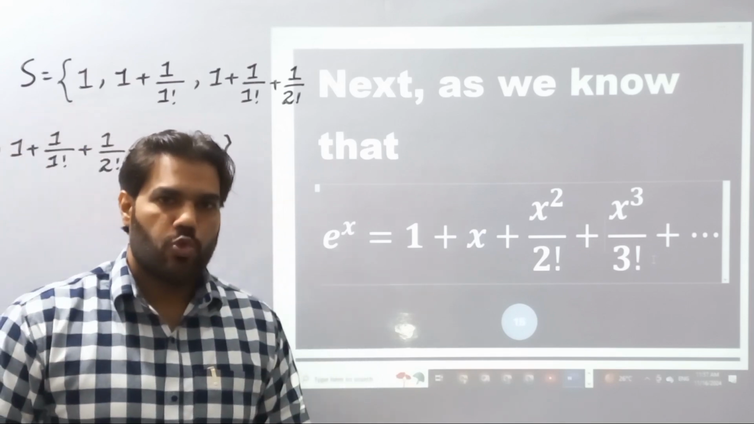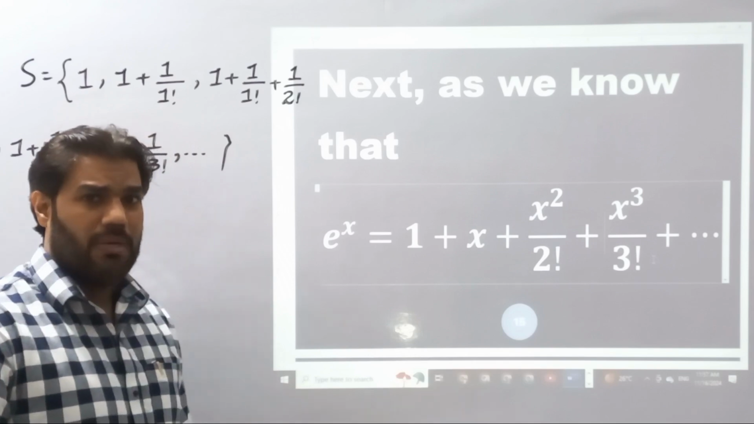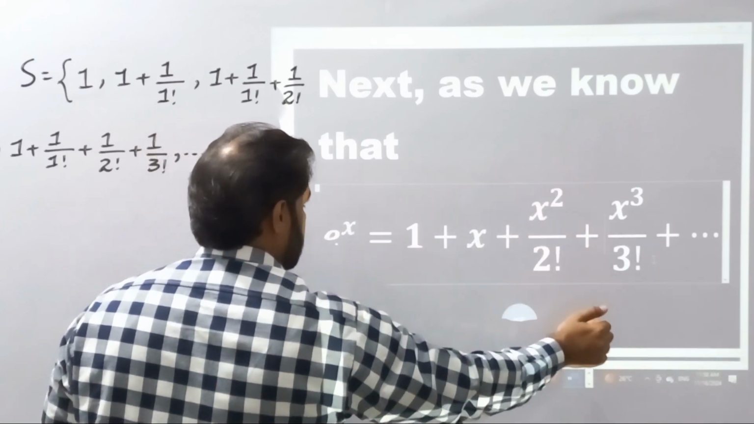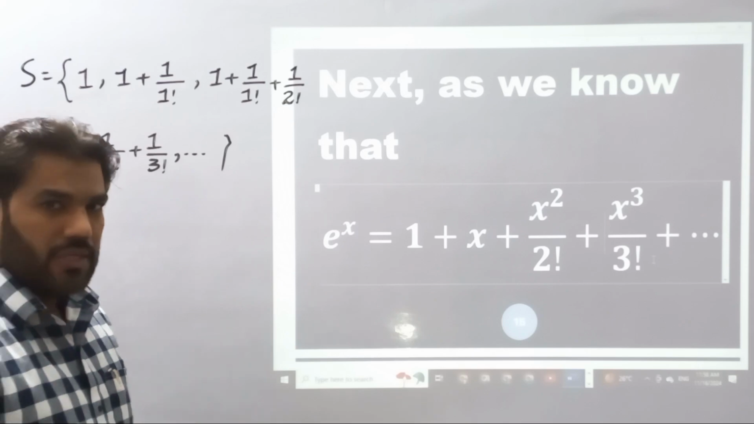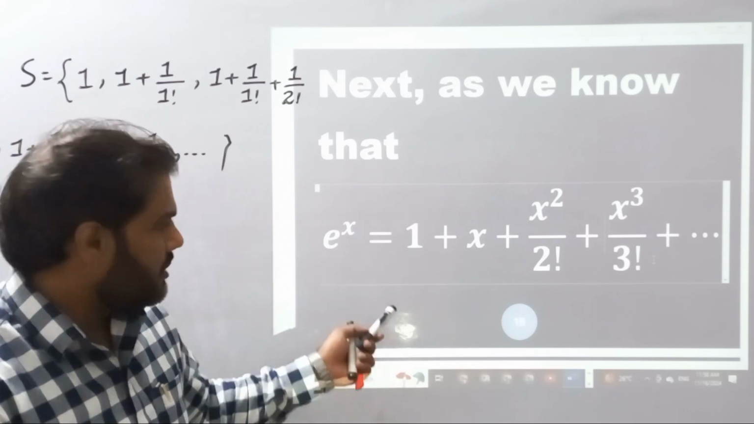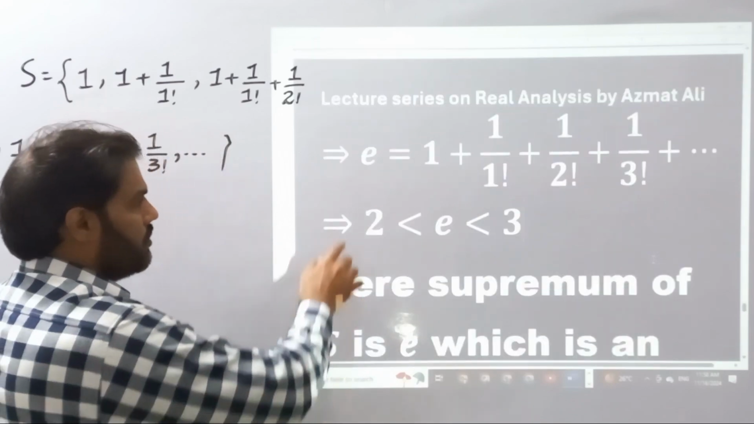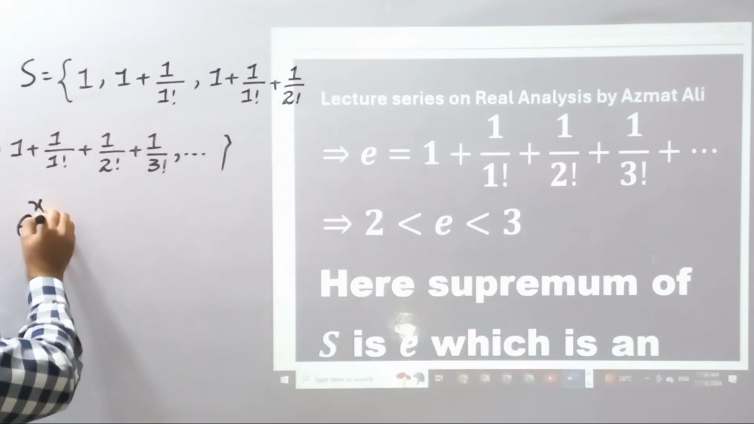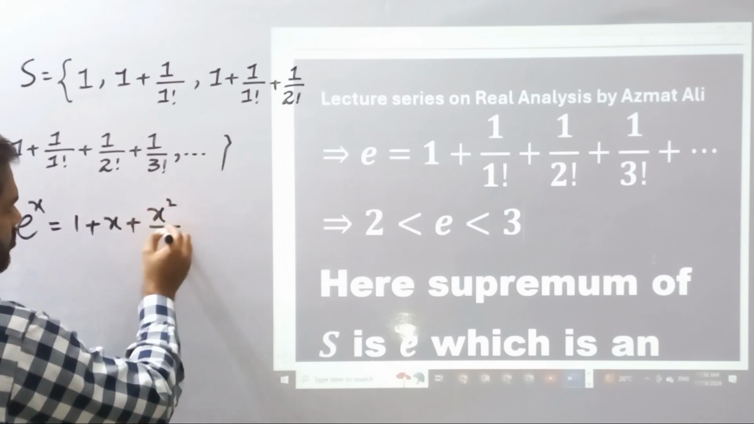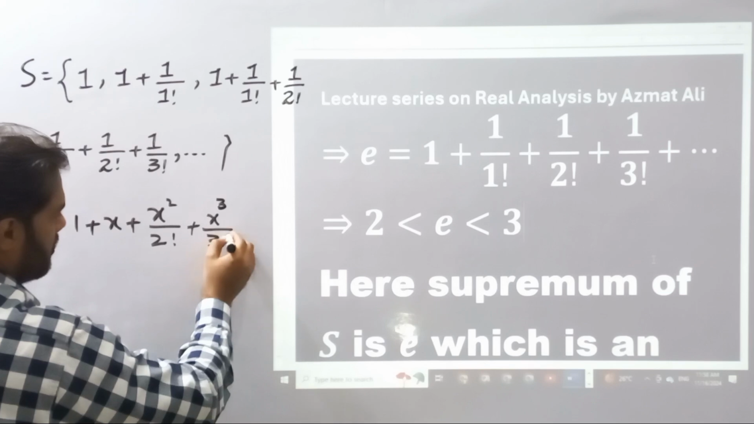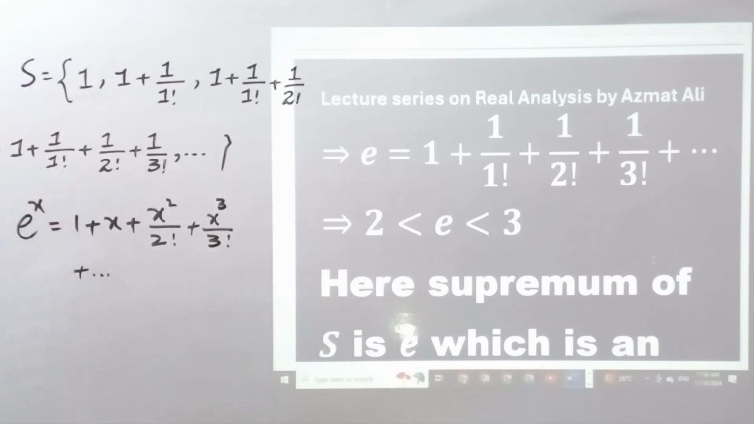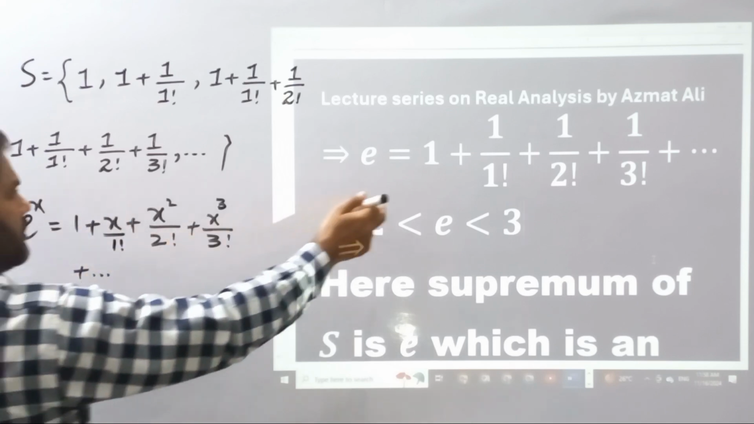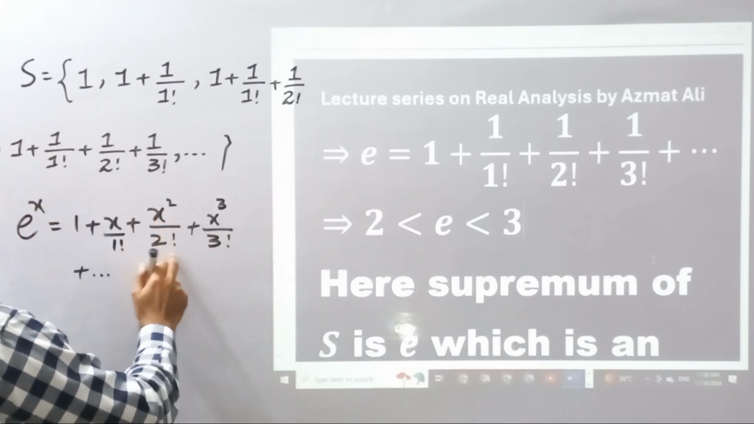To calculate the supremum of S, we know that the Maclaurin series of the exponential function e raised to the power x is 1 plus x plus x squared over 2 factorial plus x cubed over 3 factorial and so on. If we put x equal to 1, the Maclaurin series becomes e equal to 1 plus 1 over 1 factorial plus 1 over 2 factorial plus 1 over 3 factorial, and so on.